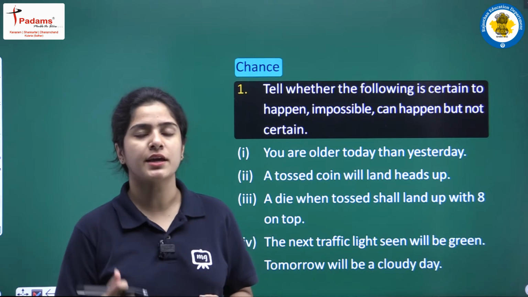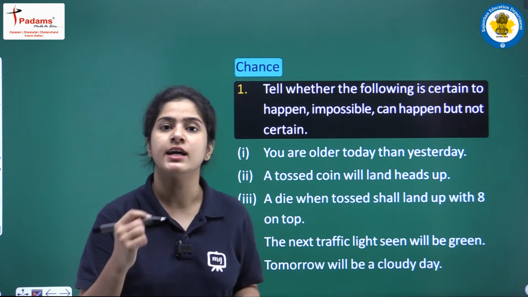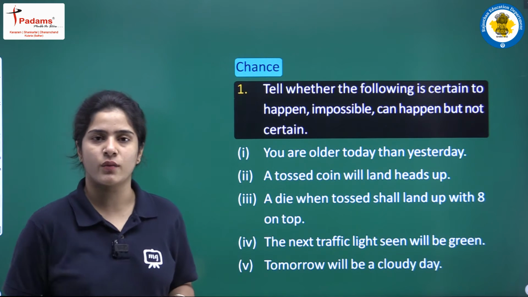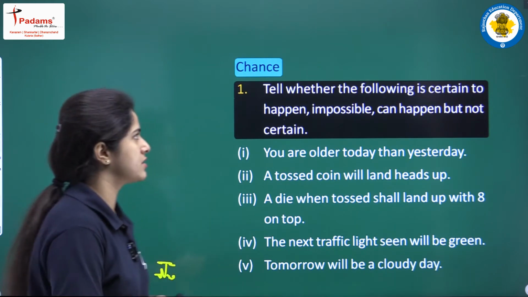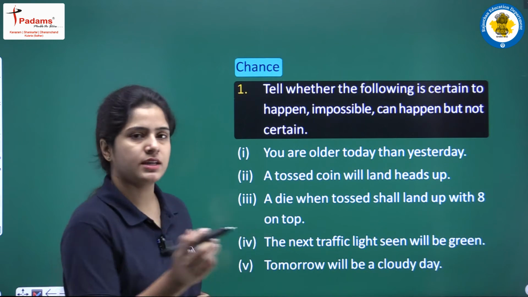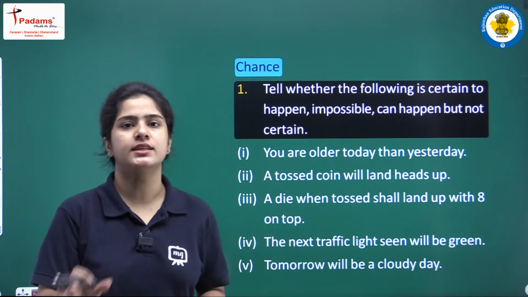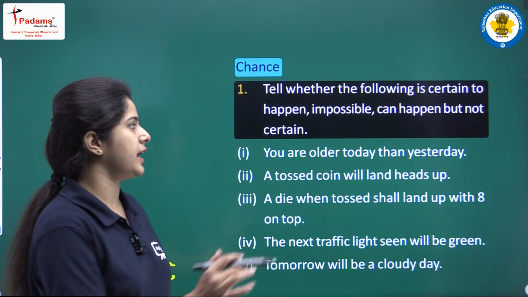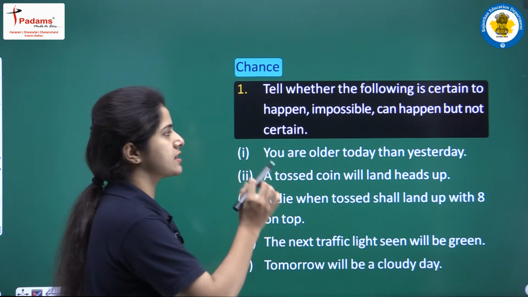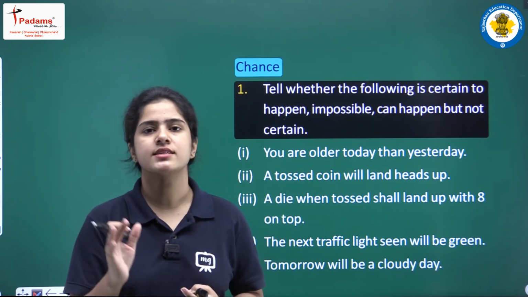Alright students, so today we will be looking at the examples and the questions of this exercise based upon chance and probability. So the first question. Tell whether the following is certain to happen, meaning it is sure to happen; impossible, that is, we are sure that it will not occur; or can happen but not certain, something that can happen but we are not sure whether it will happen or not.